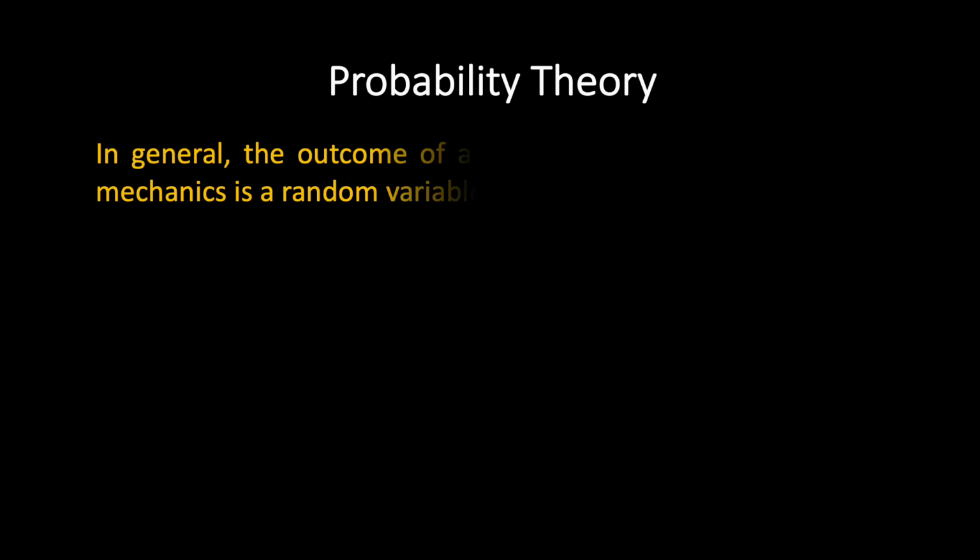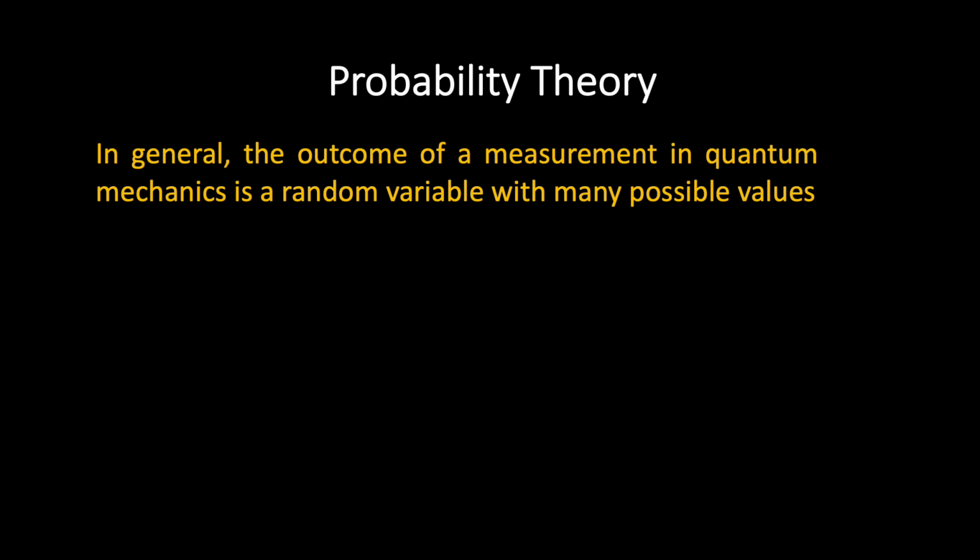Okay, but what else can we do? Well, as we've already seen, according to Born's probabilistic interpretation of the wavefunction, the outcome of a measurement in quantum mechanics is a random variable with many possible values. Because statistics plays such a fundamental role in quantum mechanics, it's worth briefly digressing to introduce some probability theory and notation, and I will do so in the context of a simple example.